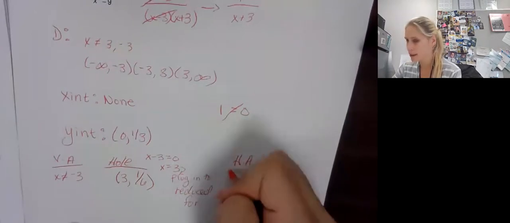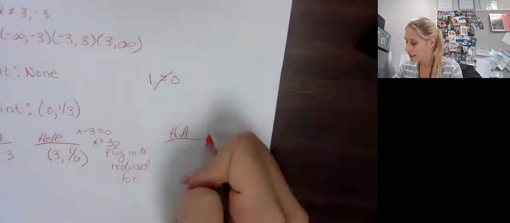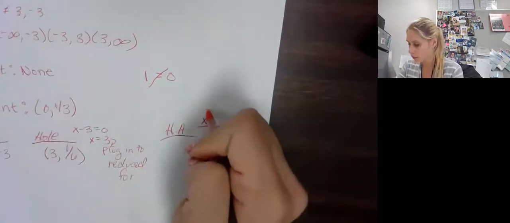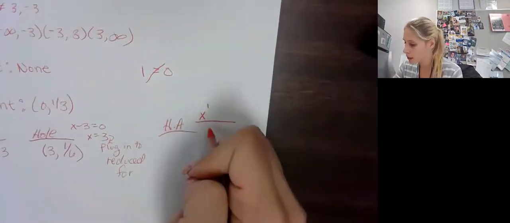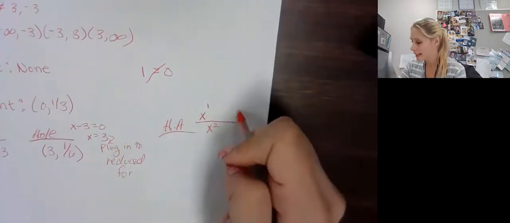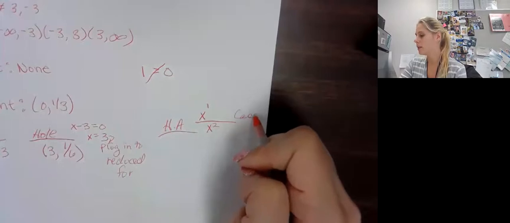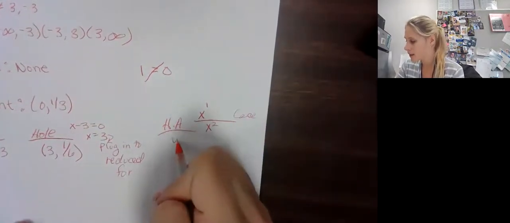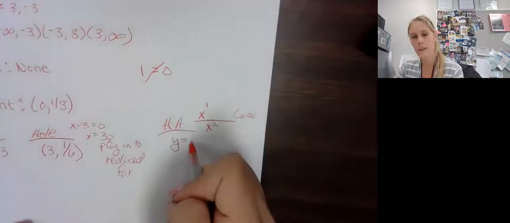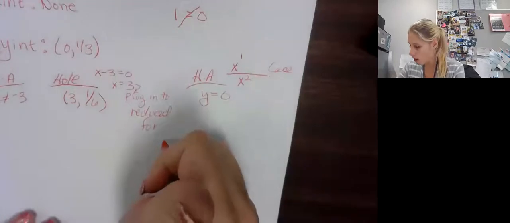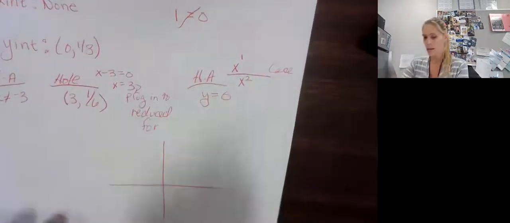Horizontal asymptotes, let's see. The leading term in the numerator is x to the first. The leading term in the denominator is x squared. This is case 1, right? Where the numerator is smaller than the denominator. So y equals 0. Okay, let's just get it ready for next class.